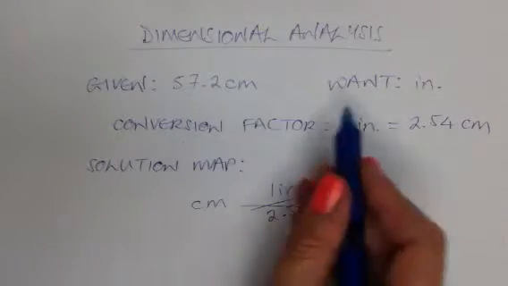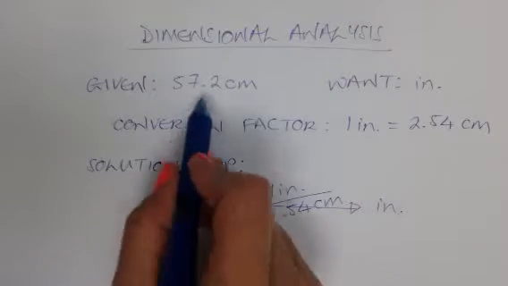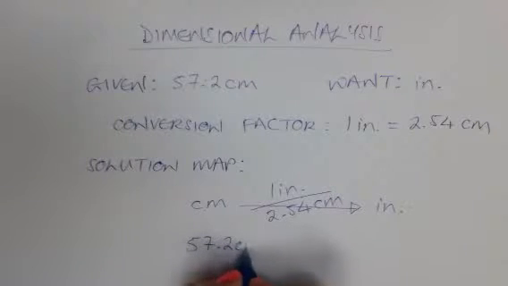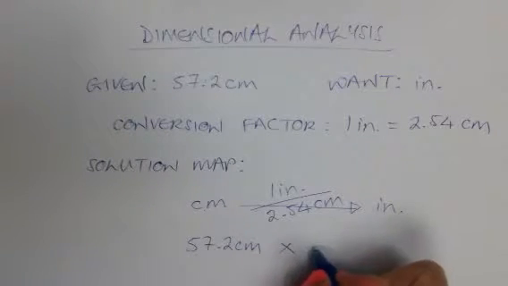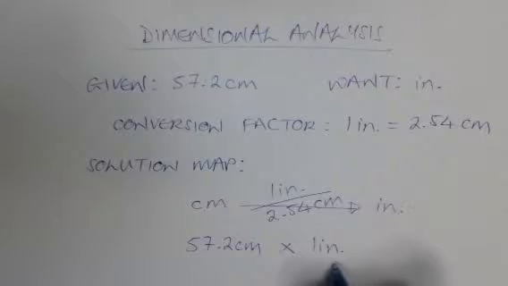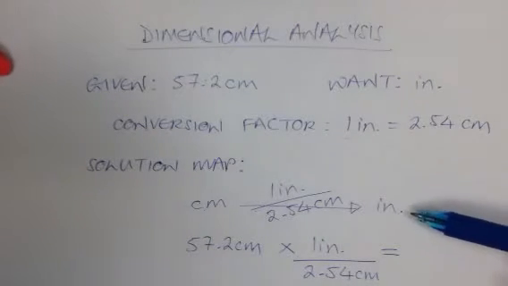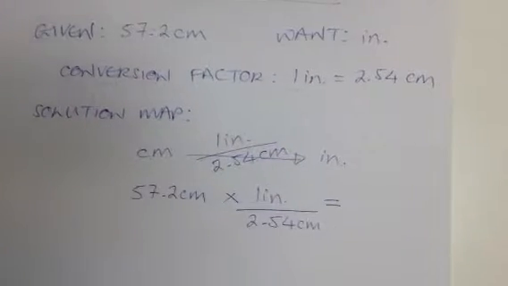And then we just plug our numbers into our map. So we write the given quantity underneath the given quantity in the map. So 57.2 centimeters multiplied by 1 inch per 2.54 centimeters equals, and then we should get the answer that is written up here. We should get it in inches. Okay, let's take a look.